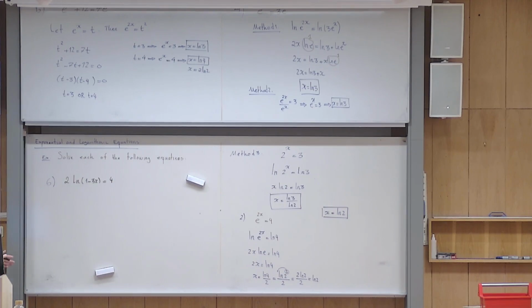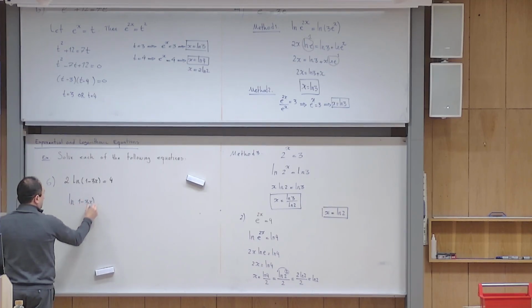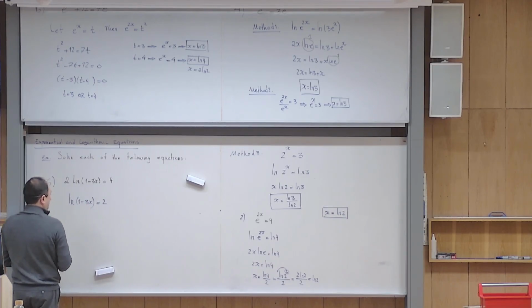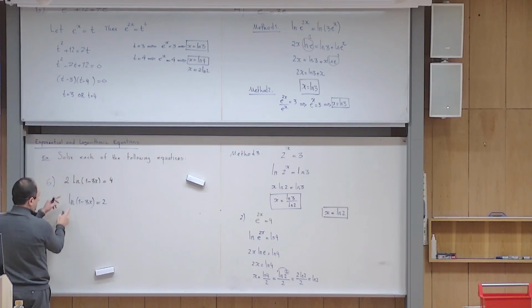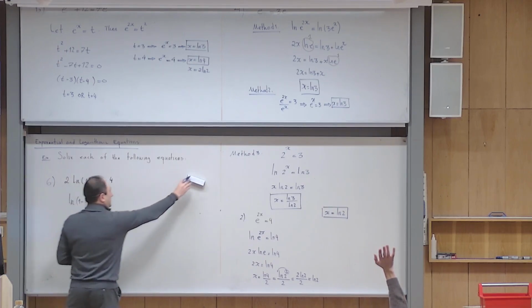Now, the unknown x is inside the natural logarithm. Okay, so what should I do? I will try to isolate x, but the first thing that comes to mind is to divide by 2, of course. Okay, but can you tell me what is the next step? I want to isolate x, so I have to get rid of this ln somehow. But hopefully you remember what is the trick.